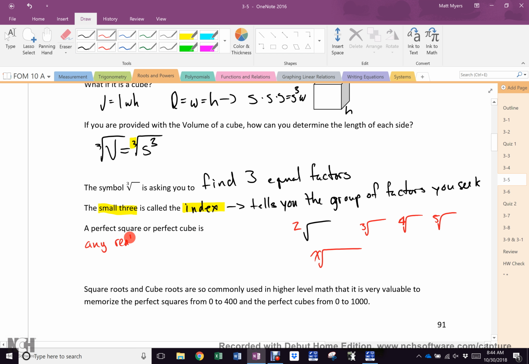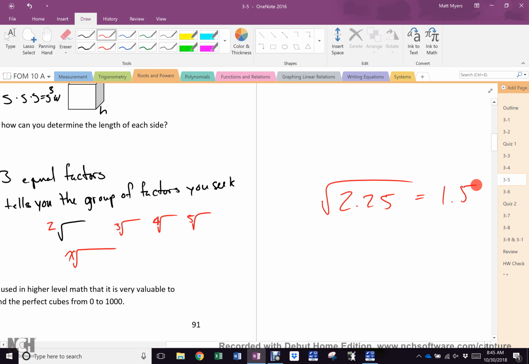There are others, though, yes? For example, don't write this down. The square root of 2.25 happens to be 1.5. Is that a perfect square? Does it have a rational root? So is it a perfect square? Yeah. But for our purposes, we're going to talk about the really tidy ones. Just the natural square roots. Actually, the whole number square roots. Everybody cool? And we're going to do that on the next page.